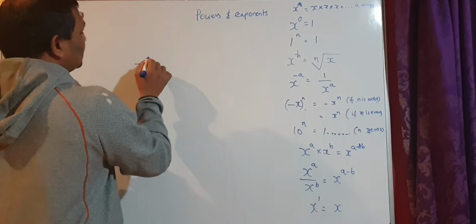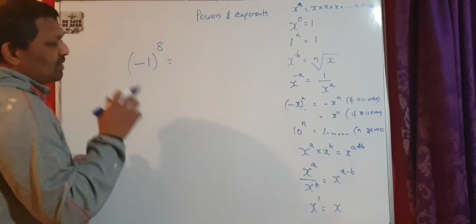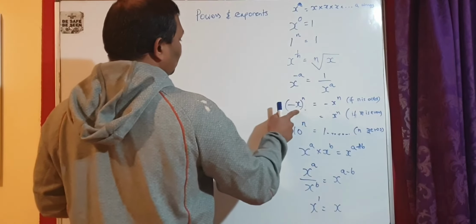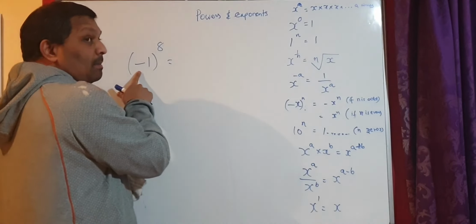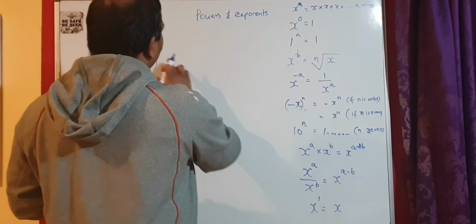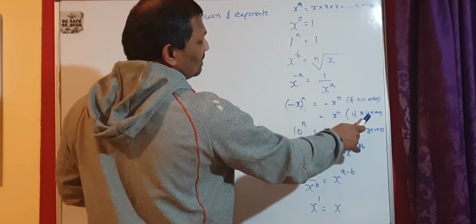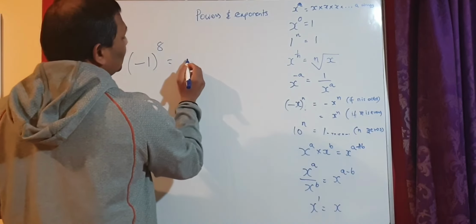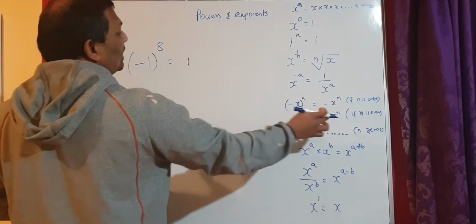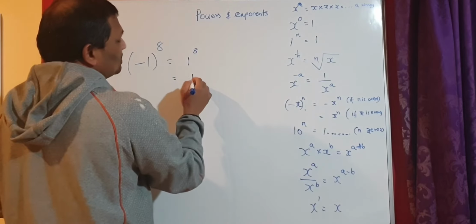Okay, I'm going to give you one more example: minus 1 whole to the power of 8. What is the value of this one? Which formula will you apply here? The formula that we should apply is this one, because we have a base of a negative number. In this case, you need to look at what the power is. The power is 8, so is it an odd number or an even number? 8 is an even number, so the formula is x to the power of n. What is x here? 1. What is n here? This is the n. So 1 to the power of 8, which is 1 again.